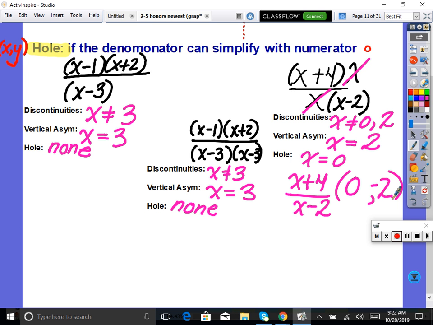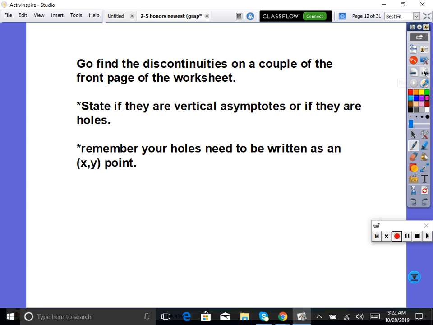Okay, great. So what I want you to do is go to your homework, and you're going to go through and just do a couple of these. Find the discontinuities, holes, and vertical asymptotes. You are not doing horizontal asymptotes right now, everybody. You're doing discontinuities, vertical asymptotes, and holes. Skip the horizontal part for a minute. I want you focusing here for a second.